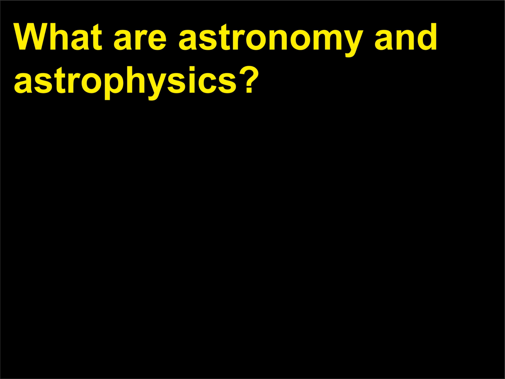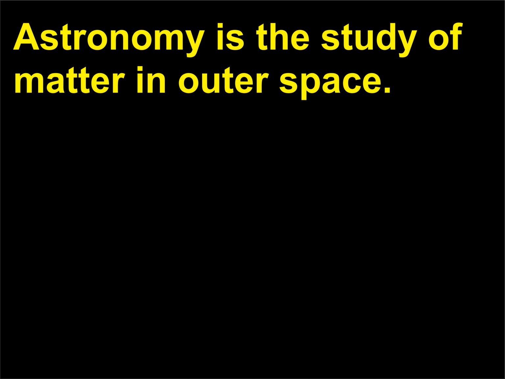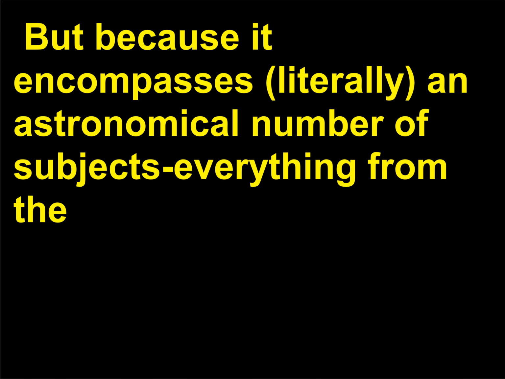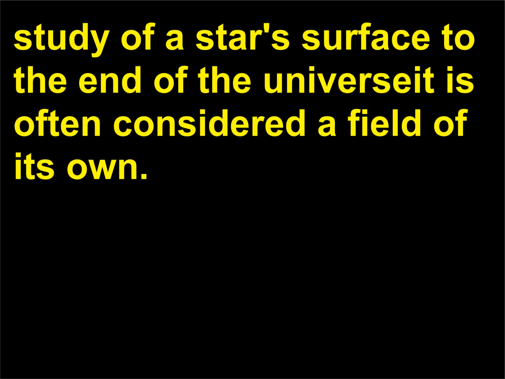What are astronomy and astrophysics? Astronomy is the study of matter in outer space. It is usually considered a branch of physics. But because it encompasses, literally, an astronomical number of subjects, everything from the study of a star's surface to the end of the universe, it is often considered a field of its own.